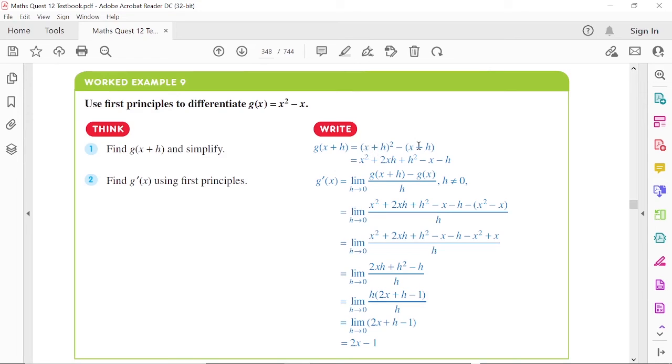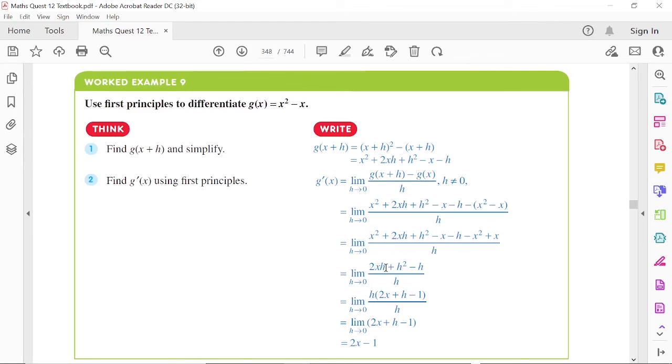So put those in there, expand it, collect any like terms that we can. And so we've got x squared plus 2xh plus h squared minus x minus h. That then goes in place of the g of x plus h. And then after that, we're subtracting our original function g of x, so that's x squared minus x. Remove the brackets, collect any like terms, and find that some terms will eliminate.